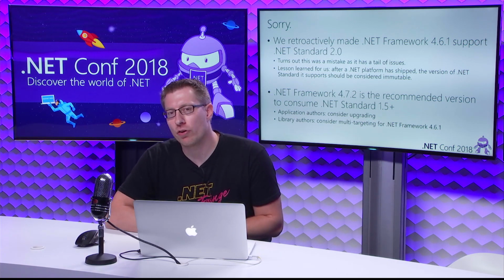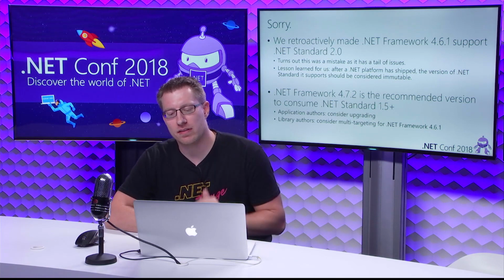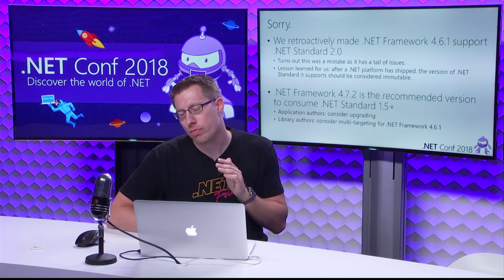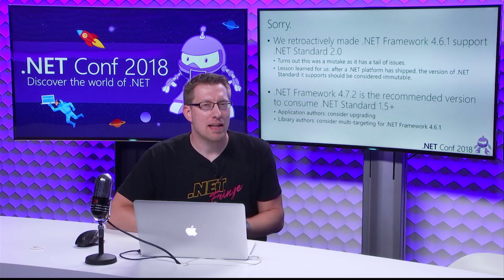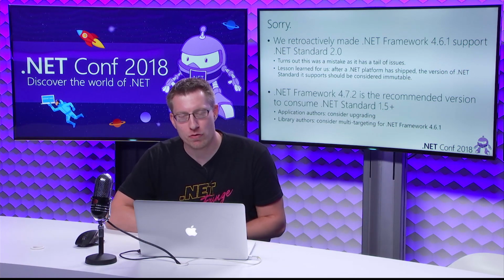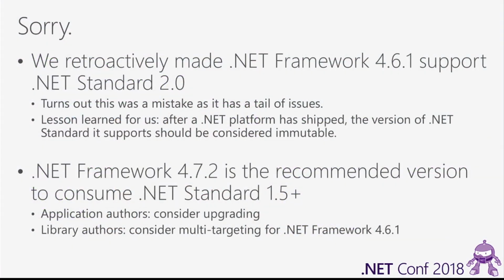Generally speaking, what you should take away from this is that if you want to consume anything higher than .NET Standard 1.5, you should probably be in .NET Framework 4.7.2. Now, I realize that that is not always a choice you have, right? If you're a library author, you don't control what your customers are using. So one thing that you can do as a library author is do multi-targeting and add a .NET Framework 4.6.1 output to your library. So you basically produce a binary that is specific to .NET Framework, so your customers don't have that problem.